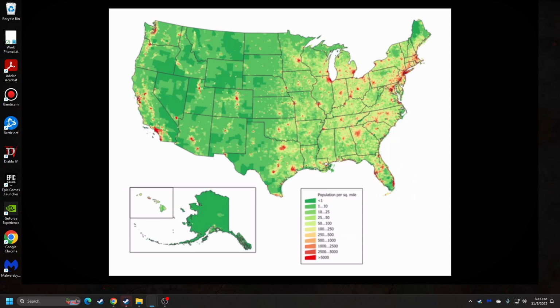Green represents 1 to 50 people per square mile. Yellow represents 50 to 200 people per square mile. Orange represents 200 to 500 people per square mile. Red represents 500 to 5,000 plus people. So you get the idea. It's kind of a similar type of thing, but on a United States level.